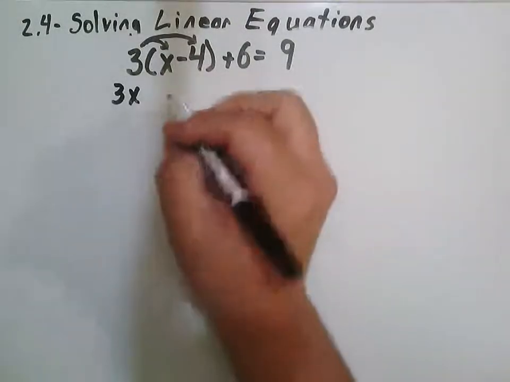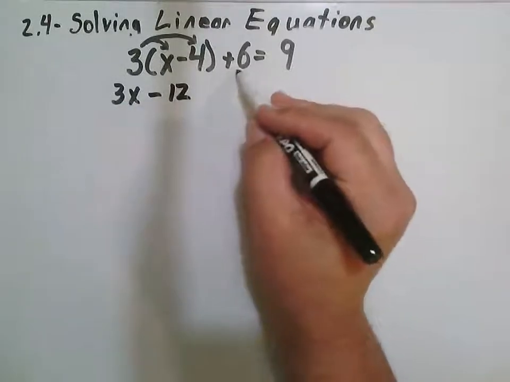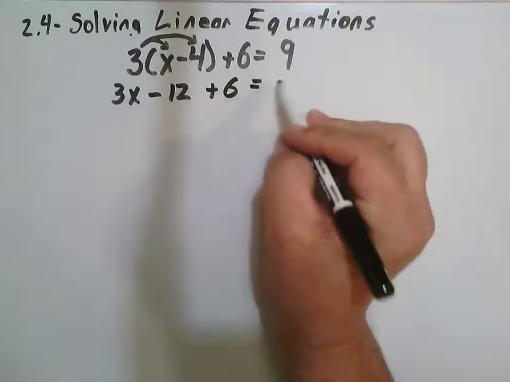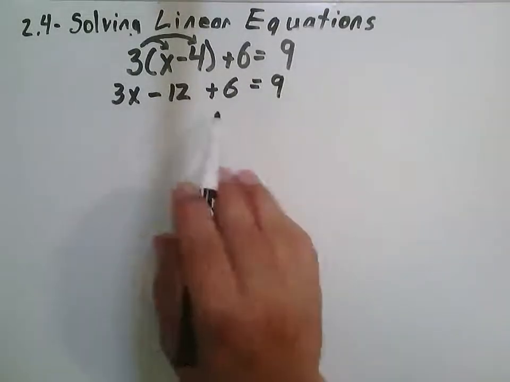I have a positive and a negative, so I know this is going to be a negative. 3 times 4 is 12. This is outside the parentheses, so that just drops down. Now, I'm going to go ahead and simplify. I have a negative and a positive here.